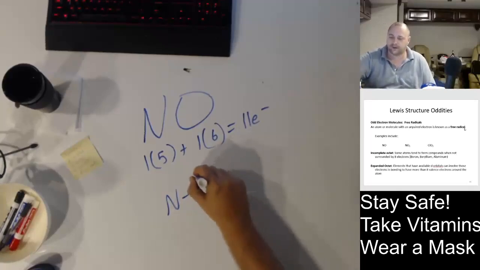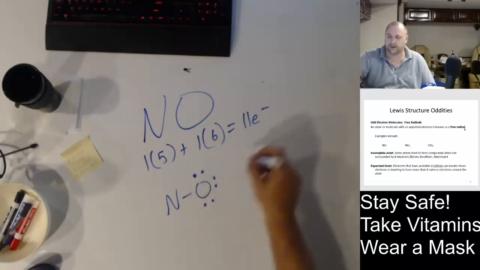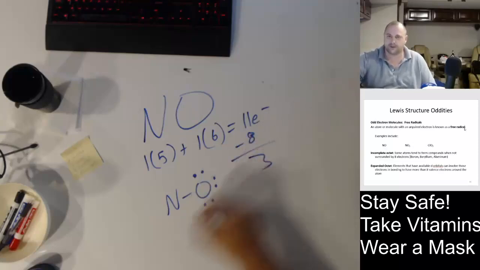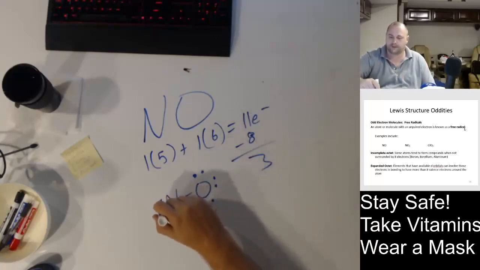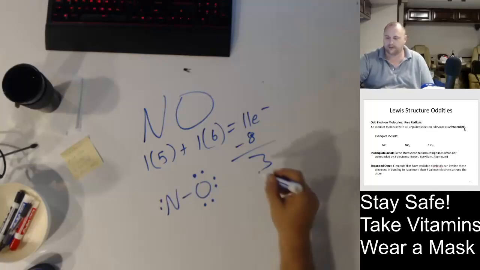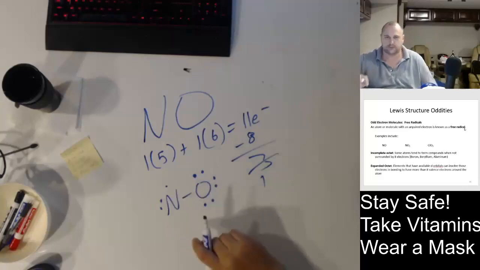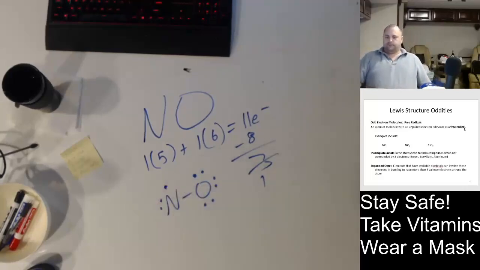So let's start on the outside. There's 2, 4, 6, 8 electrons. I've got 3 left. So I add a pair over here. All right, I got 1 left. Well, I can't add a pair, but I can add a dot. So let's add that dot.